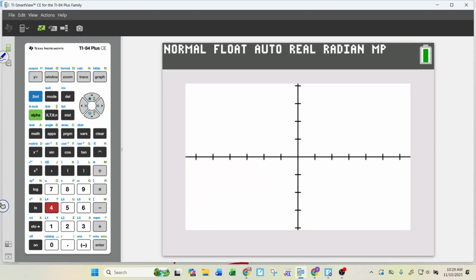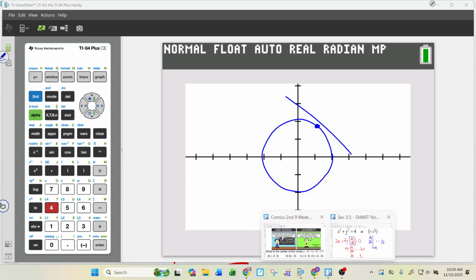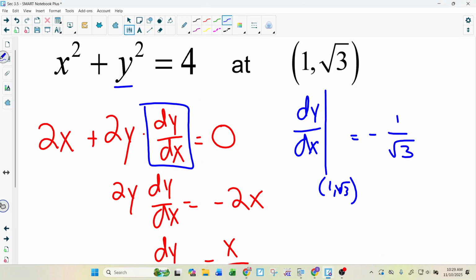Now, if you remember this, x squared plus y squared equals 4, that's a circle of radius 2. So we were at (1, square root of 3), which should be about right there. And so the slope of our tangent line looks to be negative. And what did we get as our answer? Negative 1 over square root of 3, right? So it worked out. You can see that it works out to be what we think. Makes sense, holds up for what we're doing. All right.